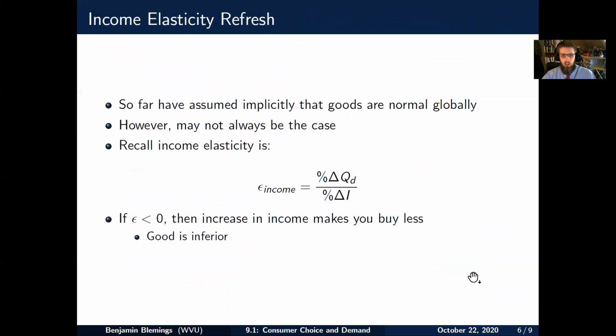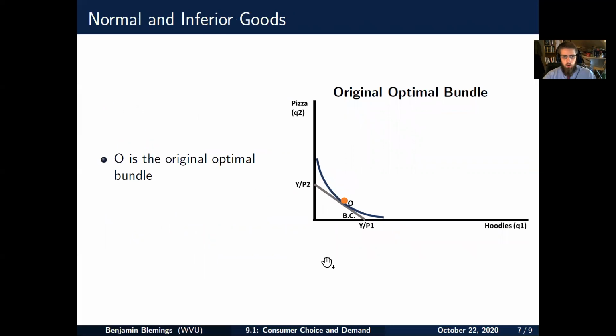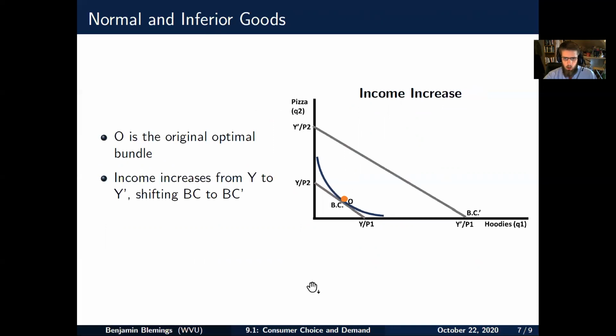Now we've got to bring back income elasticity. So far, we've implicitly assumed that goods are normal globally. However, this might not always be the case. Recall, we've got our income elasticity as the percent change in quantity demanded over the percent change in income. If this elasticity is less than 0, then an increase in income makes you buy less of that good, and we'd call that good inferior, meaning that as income goes up, you buy less. And so let's say that we have our original optimal bundle O, and our income increases to Y prime, so that shifts our budget constraint out to BC prime.